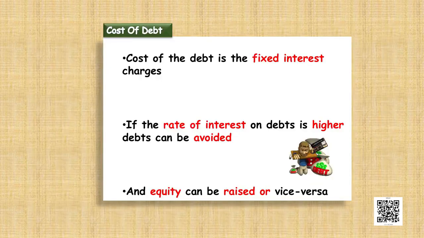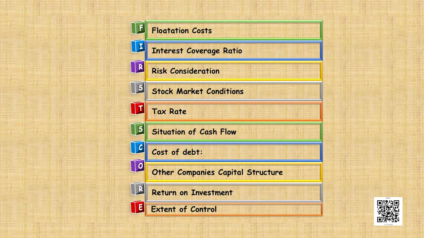cost of debt. Cost of debt is the fixed interest charges that are to be paid at a recurring time period. So, if the rate of interest on debt is higher, debt can be avoided because it would lead to an increase in the cost or expenses of the company and the profits will be less. And at this point of time, when the rate of debt is high, the company can issue equity. Now, let us move ahead.